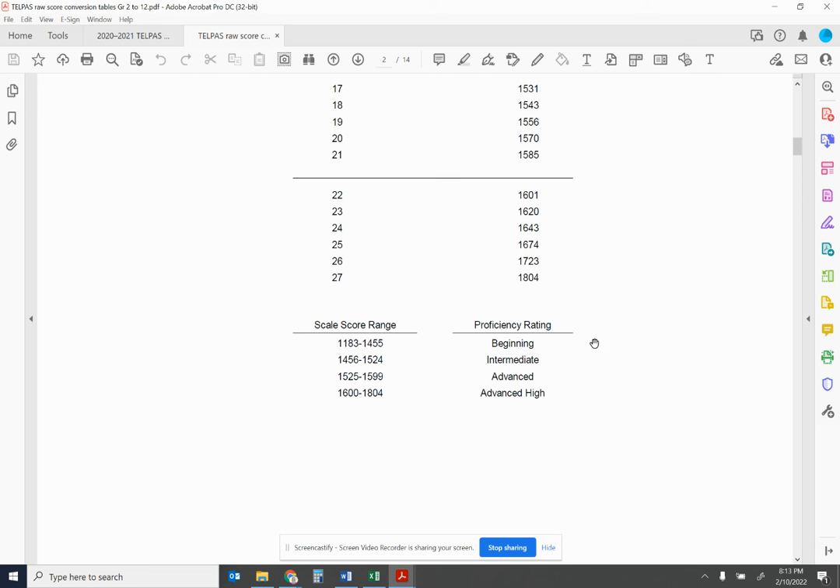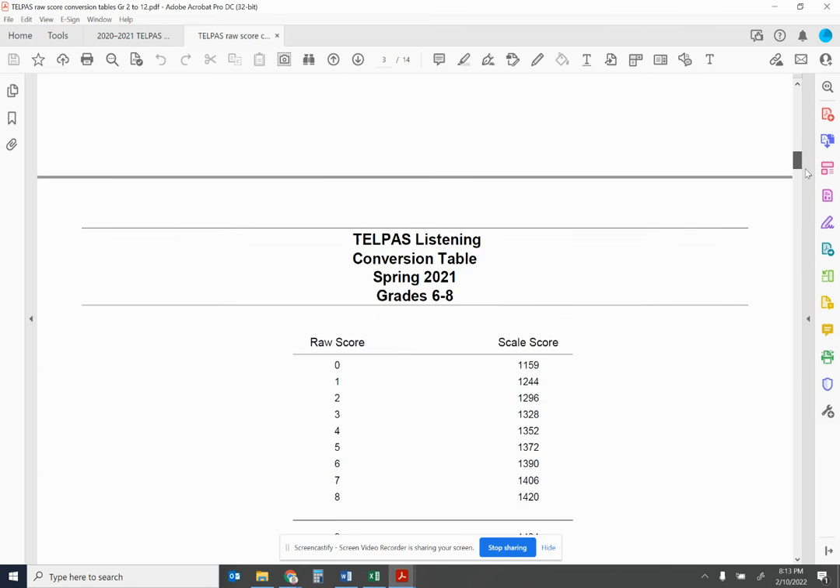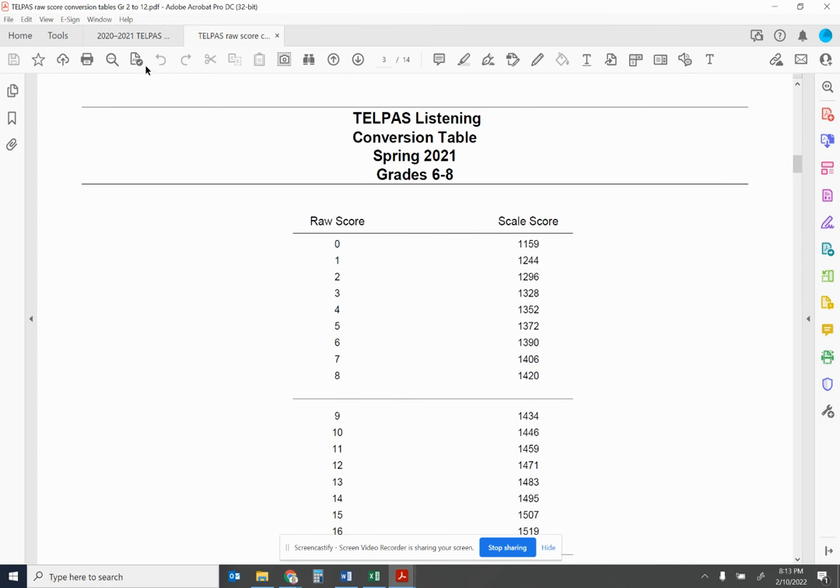Now here is the scale score range. We just need to know that these lines right here break a performance level. And so it is beginning, intermediate, advanced, advanced high. And I will send you all of these forms so that you have them for quick reference.